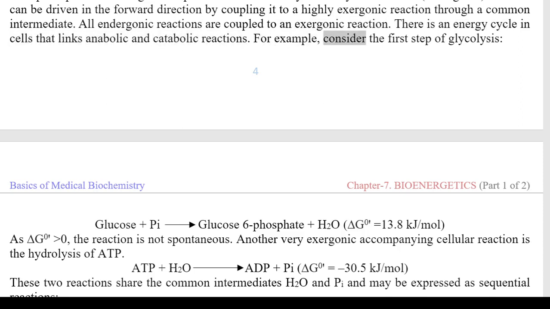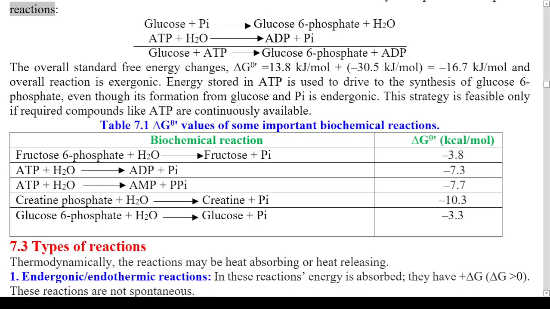For example, consider the first step of glycolysis. Glucose plus Pi → glucose 6-phosphate plus H2O, ΔG° equals +13.8 kJ/mol. As ΔG° is greater than 0, the reaction is not spontaneous. Another very exergonic accompanying cellular reaction is the hydrolysis of ATP. ATP plus H2O → ADP plus Pi, ΔG° equals -30.5 kJ/mol. These two reactions share the common intermediates H2O and Pi and may be expressed as sequential reactions.